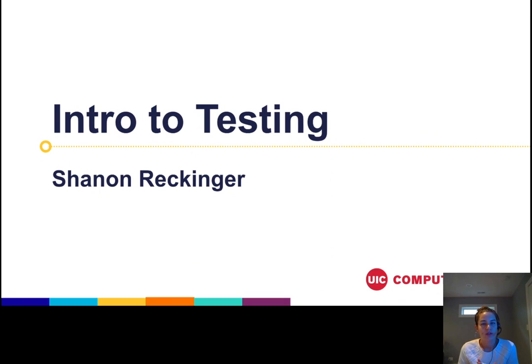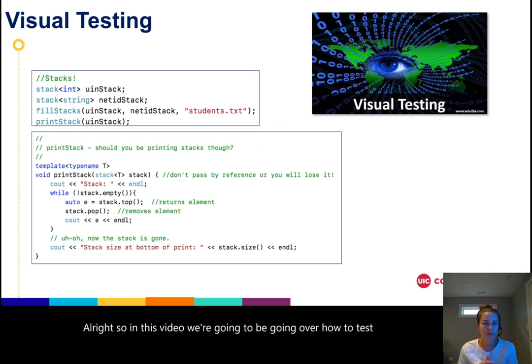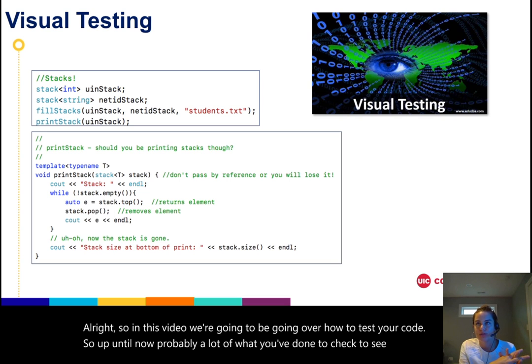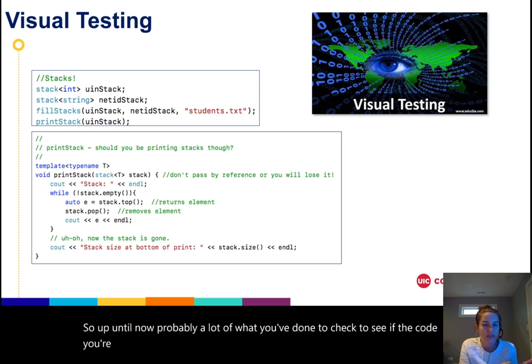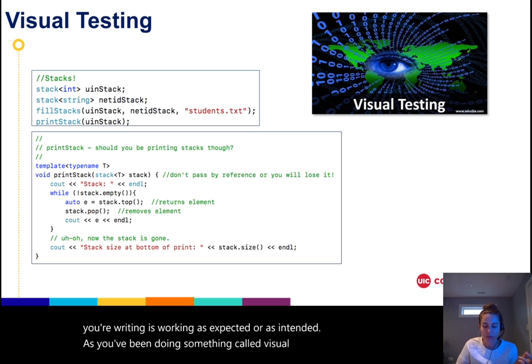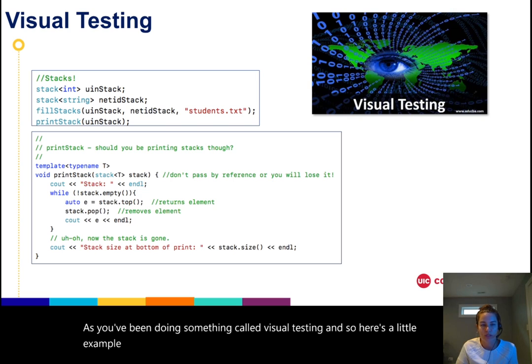Alright, so in this video we are going to be going over how to test your code. Up until now, probably a lot of what you've done to check to see if the code you're writing is working as expected or as intended is something called visual testing. And here's a little example of visual testing.